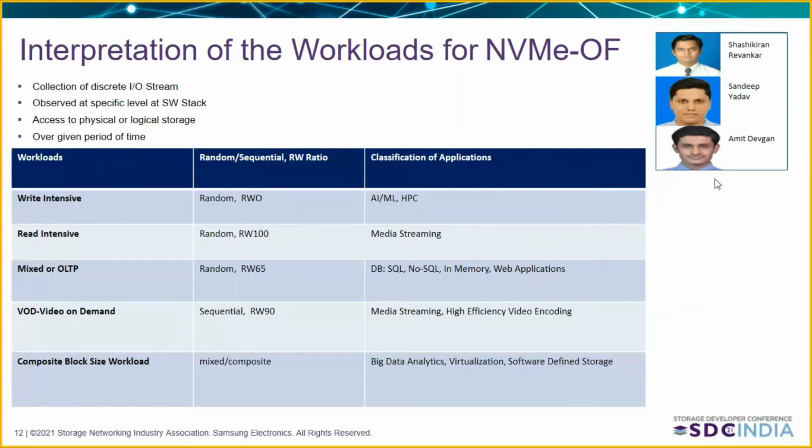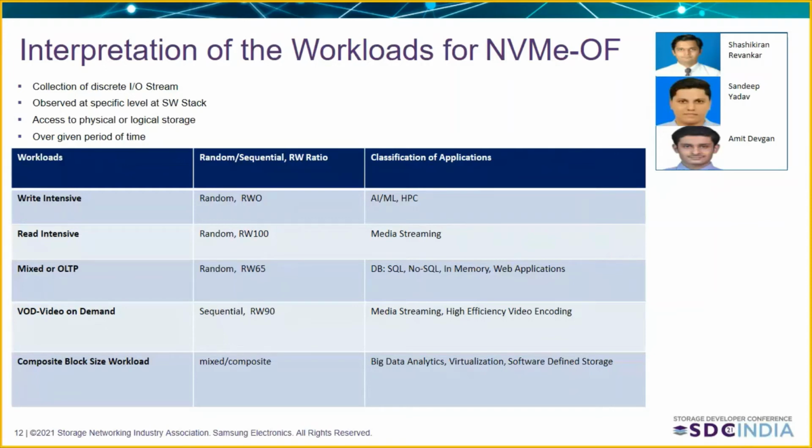Then read-intensive workloads are random in nature. The read-write ratio for them is 100. Media streaming comes under this category. Mixed or OLTP workloads are random in nature. The read-write ratio for them is 65, and DB, NoSQL, MySQL, and in-memory web applications are some examples of these workloads. Then video on demand workloads are sequential in nature. The read-write ratio for them is 90. Media streaming and high efficiency video encoding are examples of that. Composite workloads are mixed, and they fall in the category of big data analytics, virtualization, and software-defined storage. So basically this slide summarizes the interpretation of workloads.